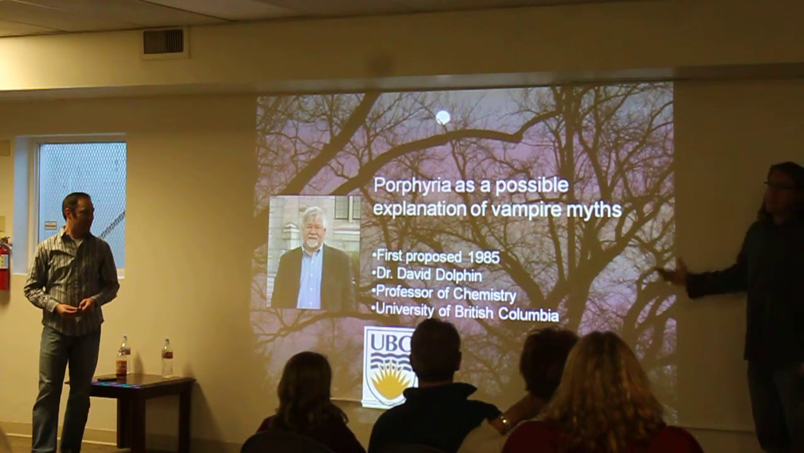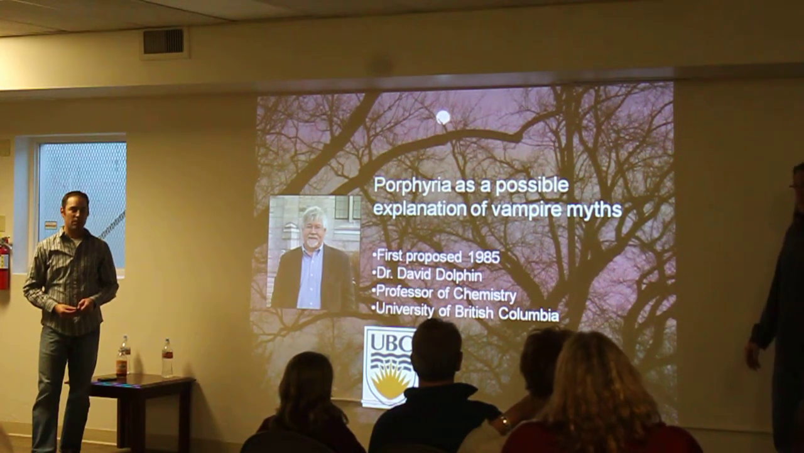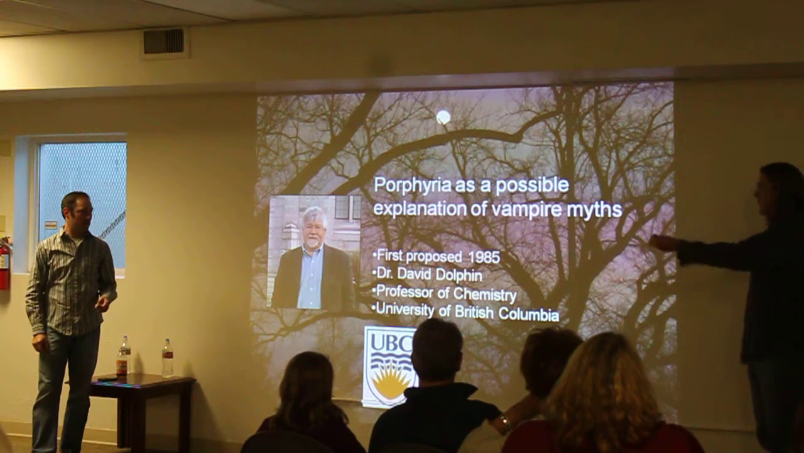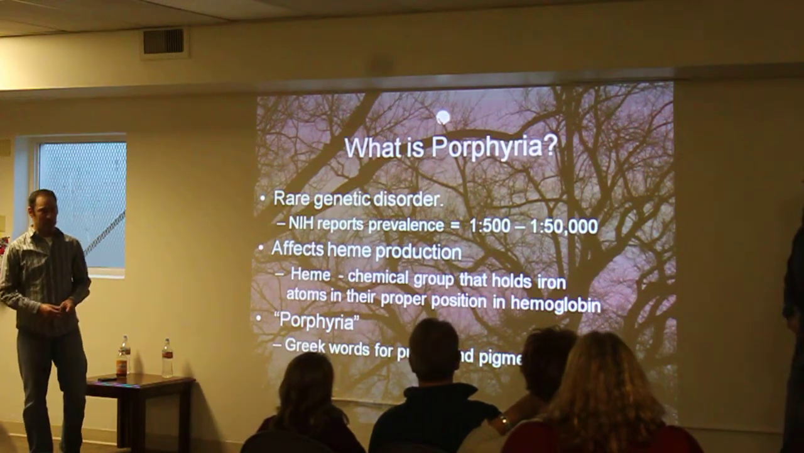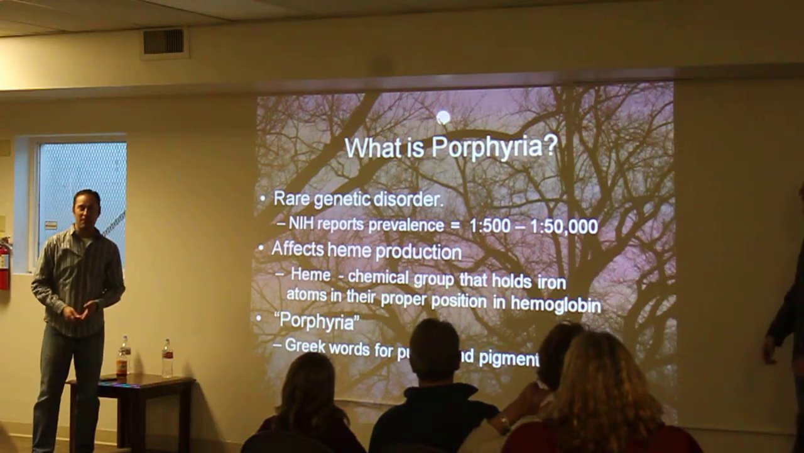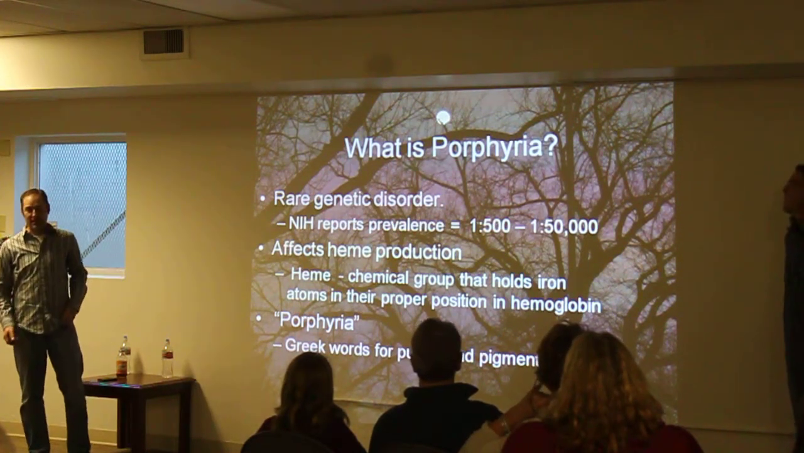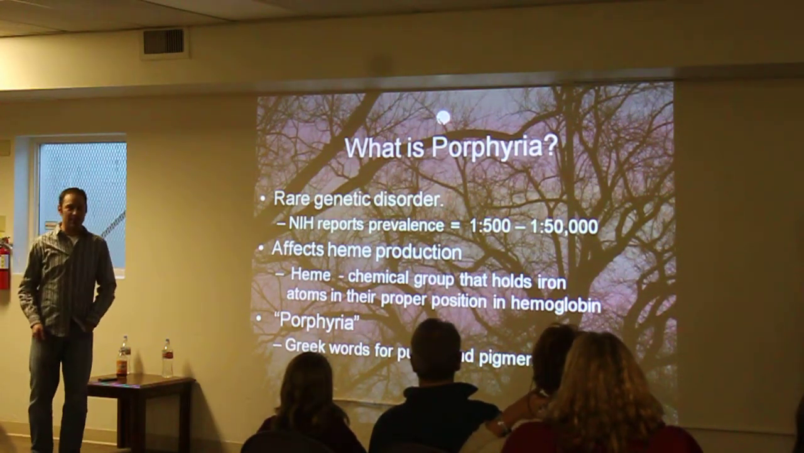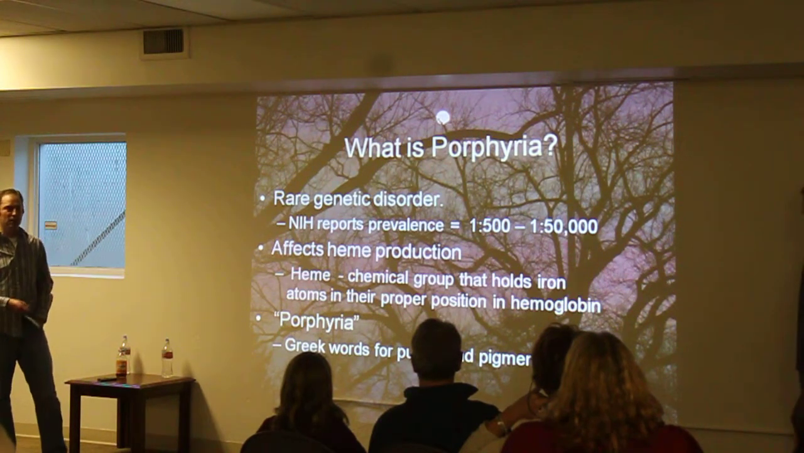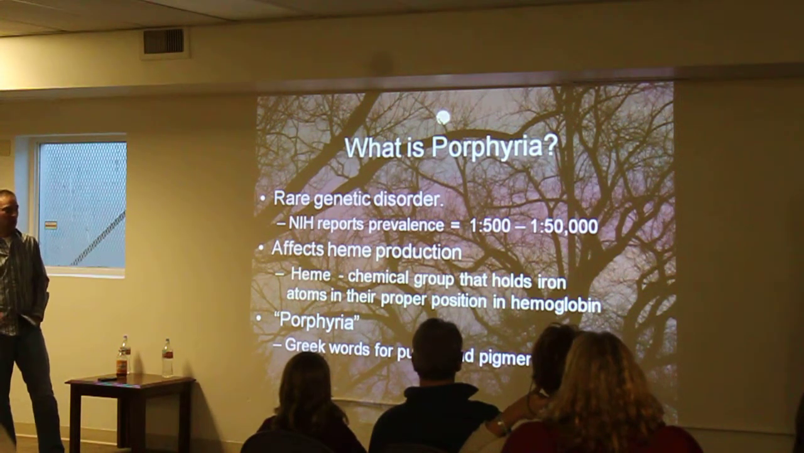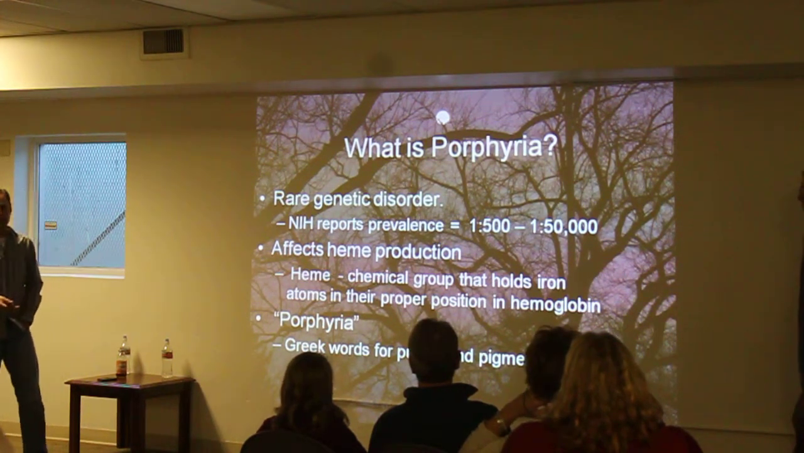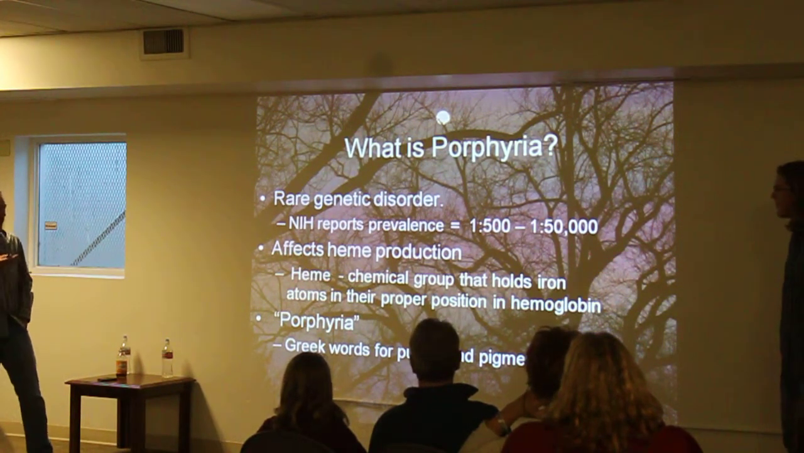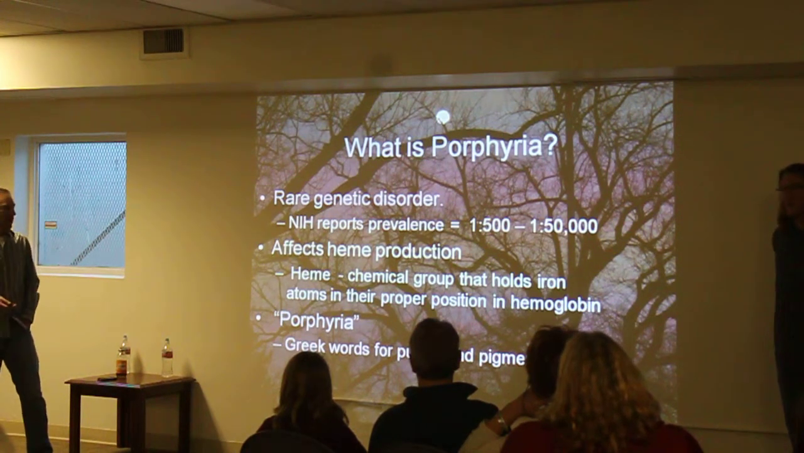He's actually still studying the molecules that are affected when this disease comes about. All right, so the disease is porphyria. And you might wonder, what is porphyria? Well, it's a rare genetic disorder. The National Institutes of Health reports a prevalence of 1 in 500 to 1 in 50,000 individuals. That's a big range, indicating that they don't really have many people studying this disease.